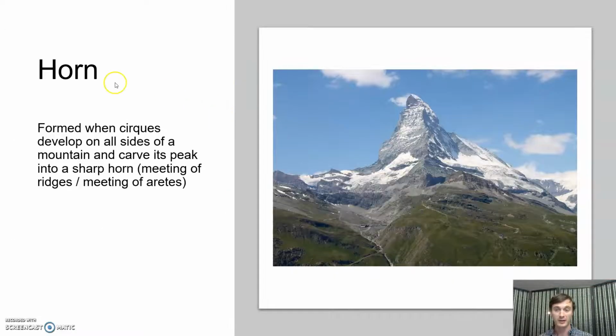So our next feature is a horn. You imagine, okay, in the past this was a full-out regular mountain here, but we had a cirque develop on one side and carve it out, and a cirque develop on another side and carve it out, and another one on the back side develop and carve it all out. Bowls on every side, and the only thing that is left is this steep horn of a mountain, and this is actually called Matterhorn in the Swiss Alps. You can also think of this as the meeting of several ridges here, or several arêtes.